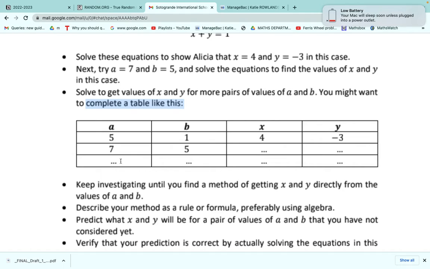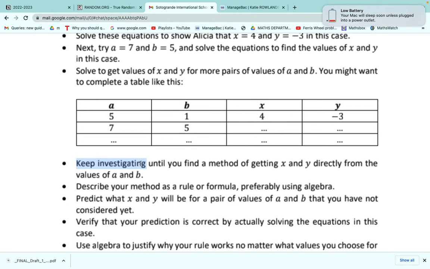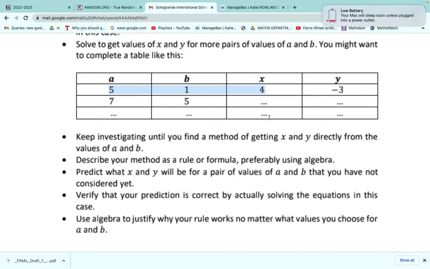So you need to continue this with random pairs of A and B. Keep doing this until you find a pattern. So the pattern is, how do you get to x and y just by doing some operations with A and B? For example, you can get x by adding, subtracting, multiplying and dividing these numbers, and then you can get y by adding, subtracting, multiplying and dividing 2 of these 3 numbers.